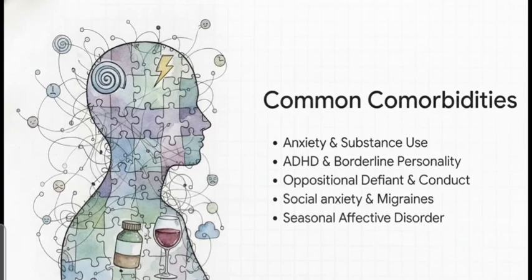Also, when you're assessing these patients, you can't view bipolar disorder in a vacuum. It doesn't usually happen alone. They very often present with concurrent comorbidities. Anxiety disorders and substance use disorders are incredibly common here. You might also be dealing with ADHD, borderline personality disorder, or even physical stuff like severe migraines. These comorbidities complicate the entire treatment plan, so a holistic, big-picture assessment is absolutely non-negotiable.